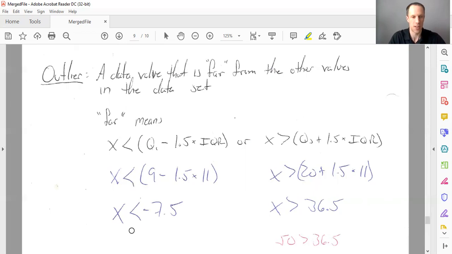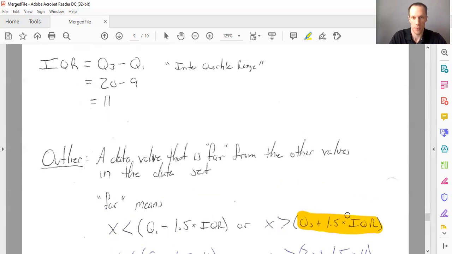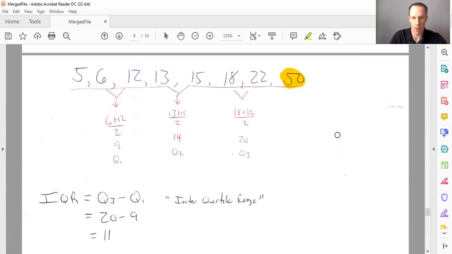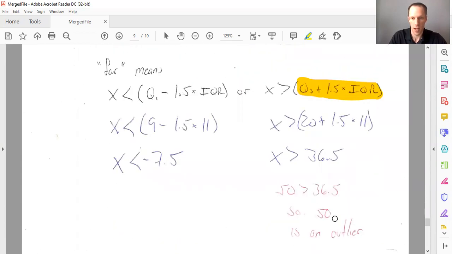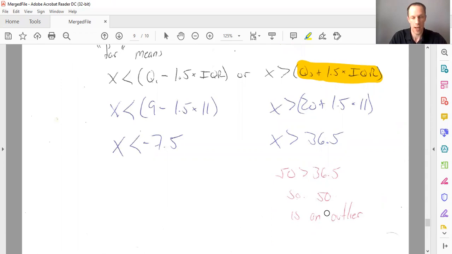Well, we don't have any negative numbers in this data, so no outliers on the low end. On the high end, outliers are numbers that are above or greater than Q3 plus 1.5 times the IQR. So in this data set, the Q3 was 20, the IQR was 11. 20 plus 1.5 times 11 is 36.5. Now the number 50 in our data set is above 36.5, so the number 50 should be considered an outlier. That number is way above the main group. Remember, the main group are the middle two segments of the data. This number is way above that main group.